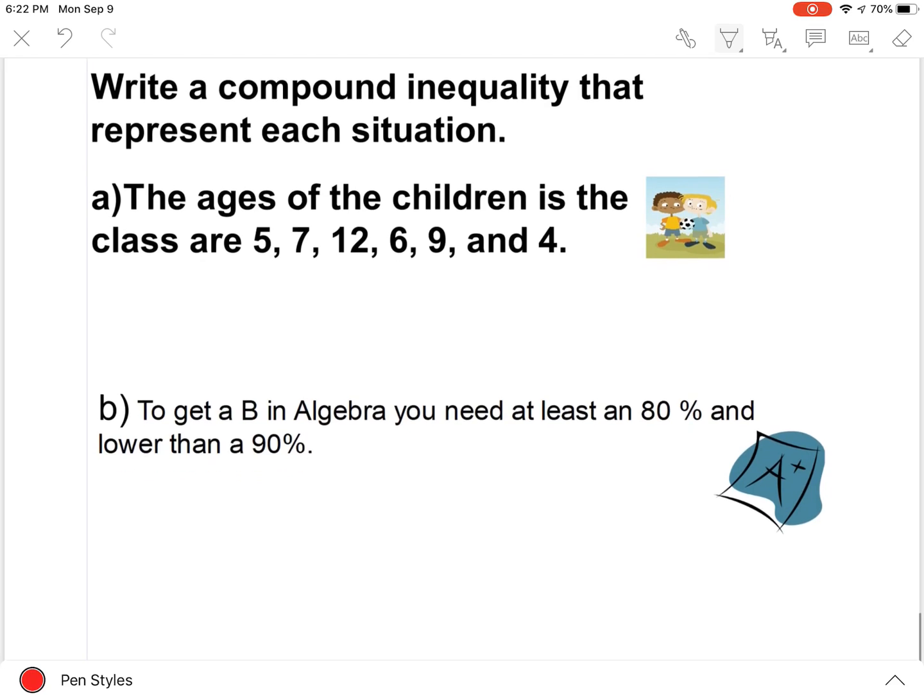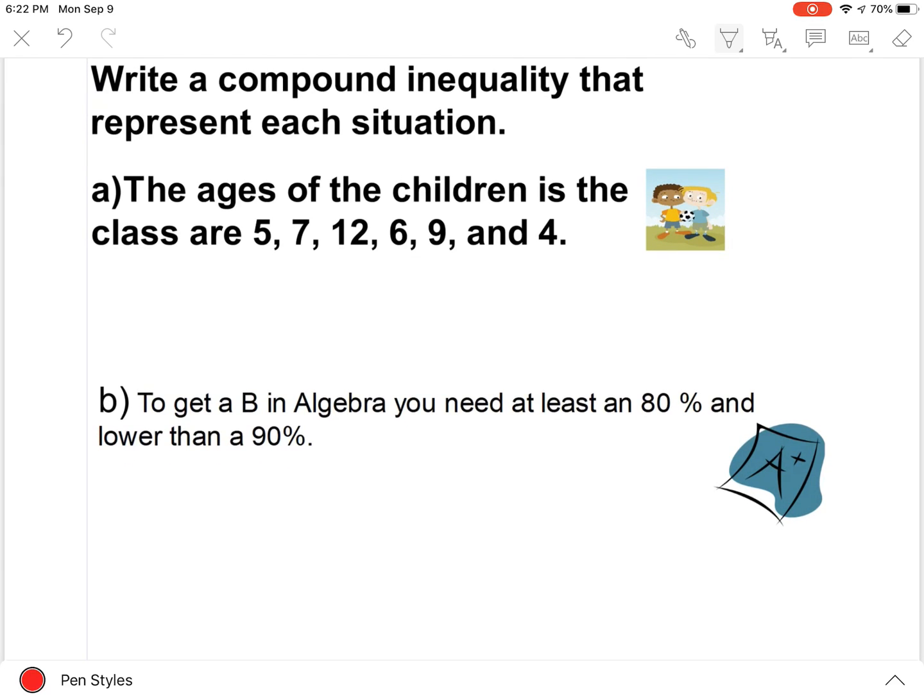Last little thing we're going to look at, we also want to be able to think about real life situations, so word problem type situations where we could represent things with inequalities. So letter A, the ages of the children in the class are 5, 7, 12, 6, 9, and 4. So if we wanted to represent these ages, there are a few different ways you could represent this. Let's represent this as an OR inequality. So I'm going to separate my ages into two groups. I have 4, 5, 6, and 7, and then I have 9 and 12.